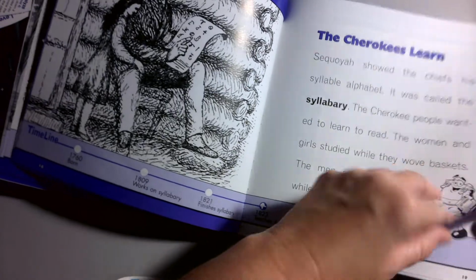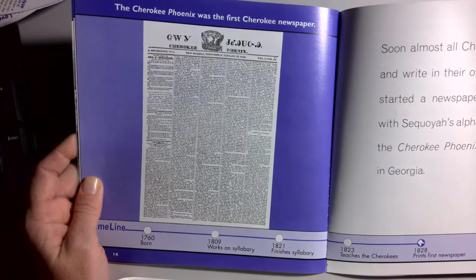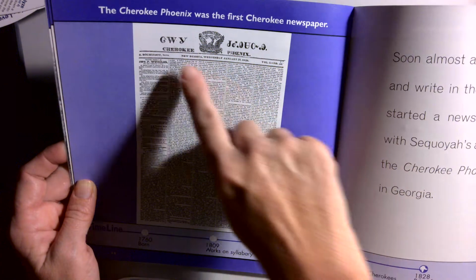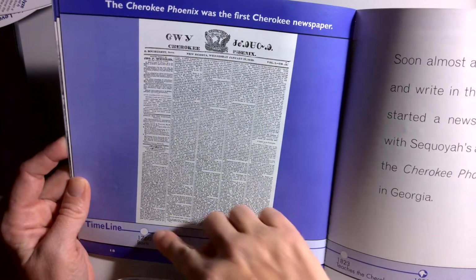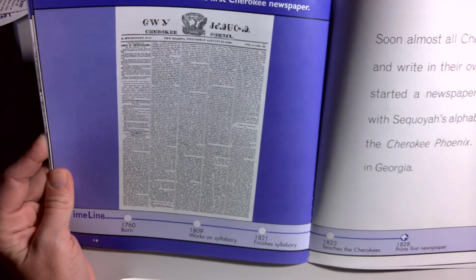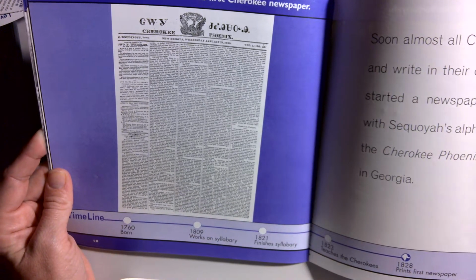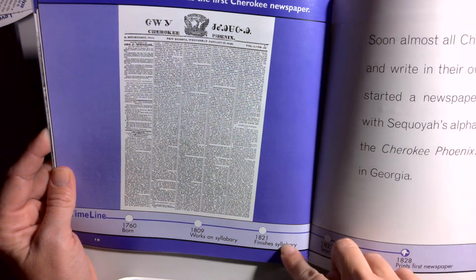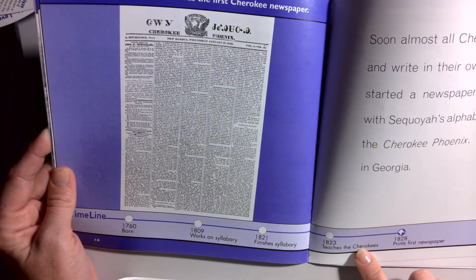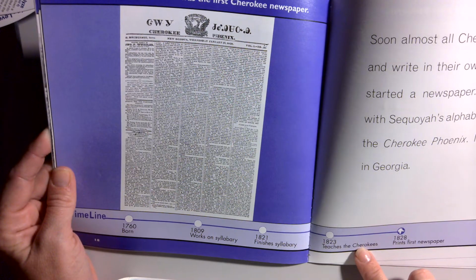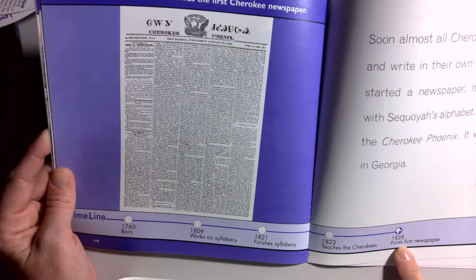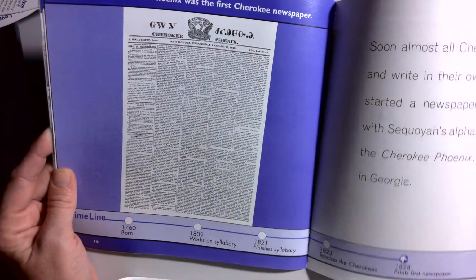I'm going to turn the page. Wow. This says the Cherokee Phoenix was the first Cherokee newspaper, and this is showing me an example of the Cherokee Phoenix. Look at my timeline on the bottom. I'm getting new dates here. Born in 1760. Works on the syllabary. I now know that that means the alphabet. Finishes the syllabary. In 1823, Sequoyah teaches the Cherokees, and in 1828, prints first newspaper. And I know that the first newspaper is called the Cherokee Phoenix.